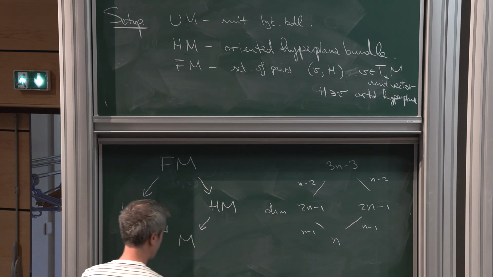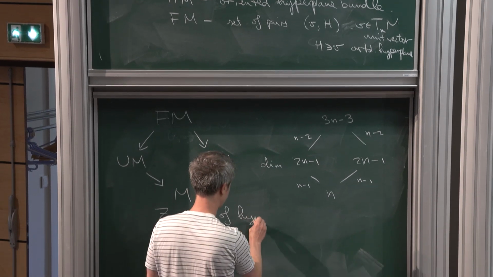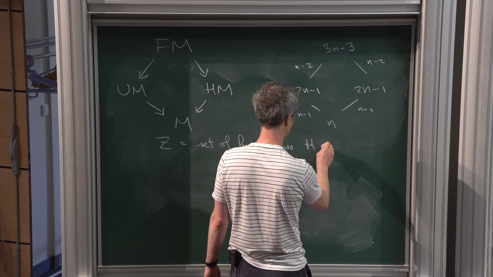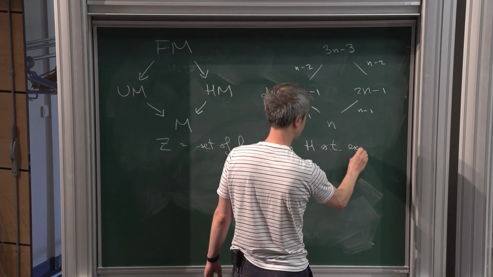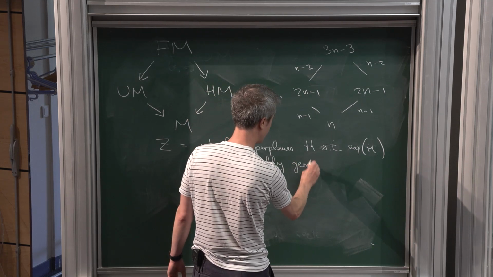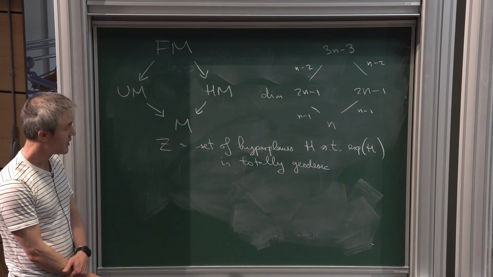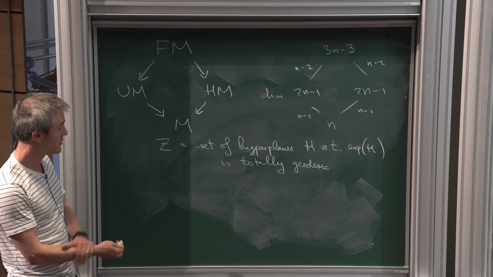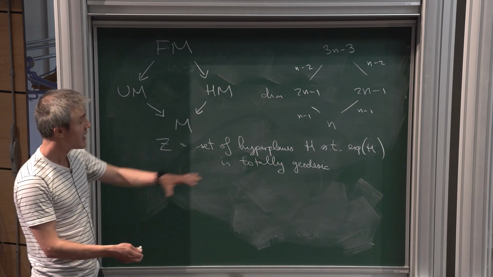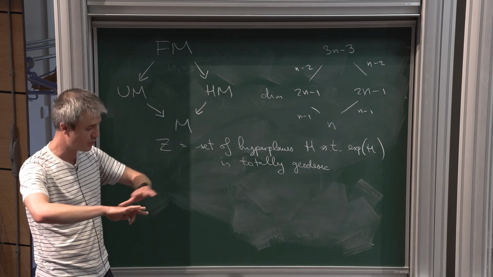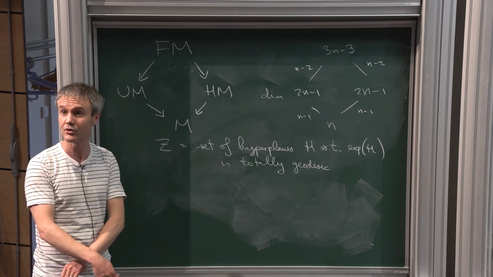So I'm going to now introduce a few more sets. Z is going to be the set of hyperplanes H such that exp of H is totally geodesic. Here by exp I mean the exponential map. If I have any hyperplane, I can take its exponential map, and it gives me a hypersurface. And I'm just asking for this hypersurface to be totally geodesic. I'm not asking it to close up or anything like that. So it's purely a statement about whether, when I exponentiate it, it keeps staying totally geodesic.